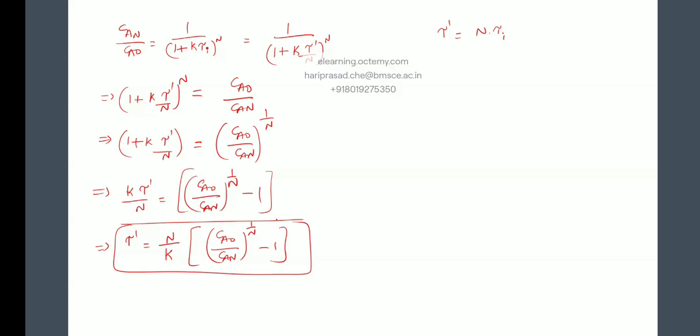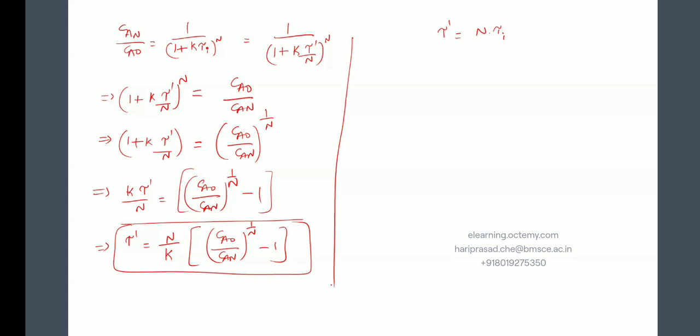So tau dash is equal to n by k, CA naught by CAN whole to the power of 1 by n minus 1. This expression you should remember. So can I write in terms of conversion also? Can I write for conversions? So what can I write for conversions? If I want to write in terms of conversion, how can I modify the expression?